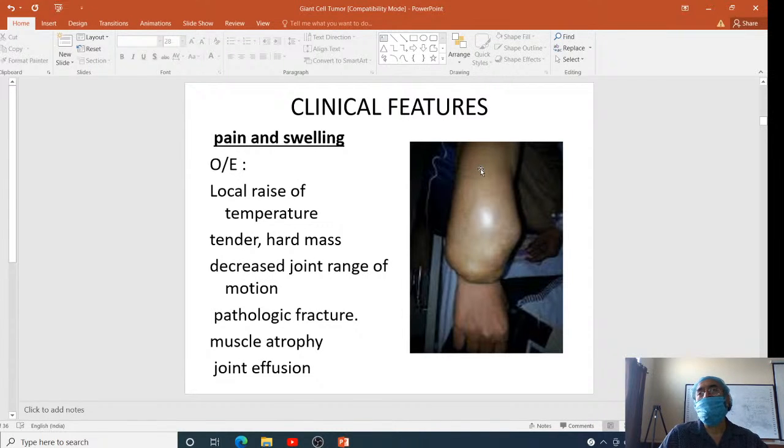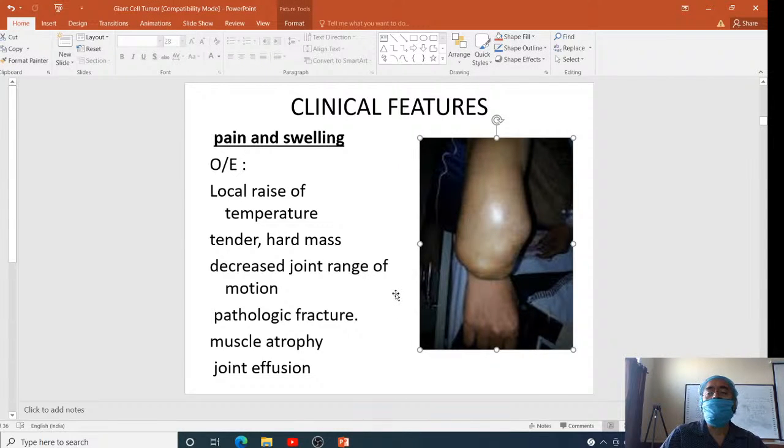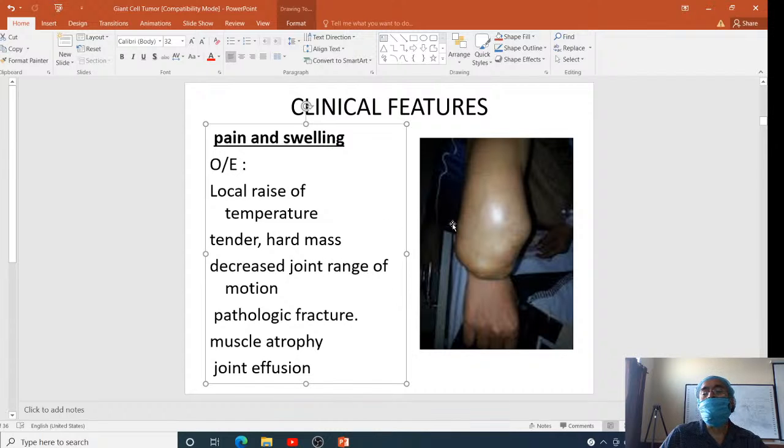And all the other signs of inflammation will be there: local rise of temperature, redness, and such a huge tumor. You can see the vasculature, engorged veins. All these things are quite common with a tumor anywhere in the body. When it is growing fast, then you will have very visible engorged veins and increased vascular supply. Unless increased vascular supply is there, this cannot grow so fast. And it could be tender.